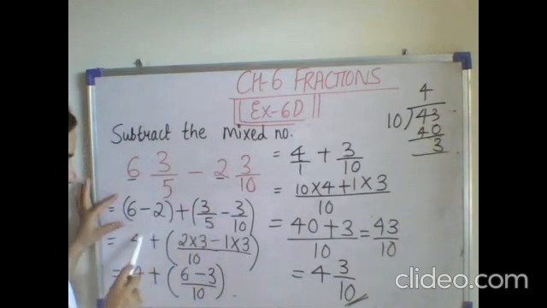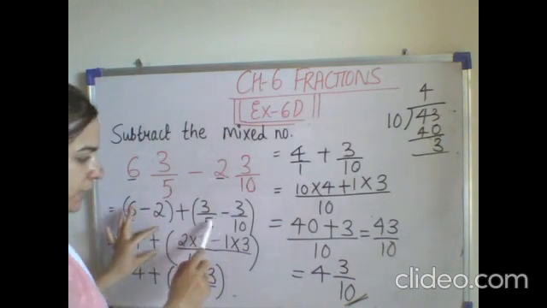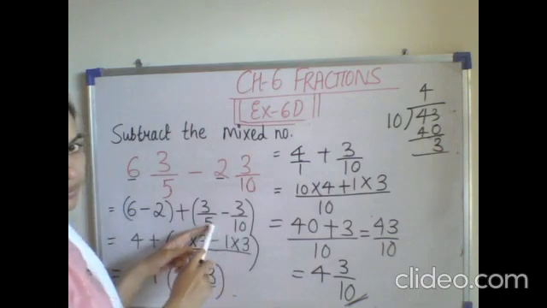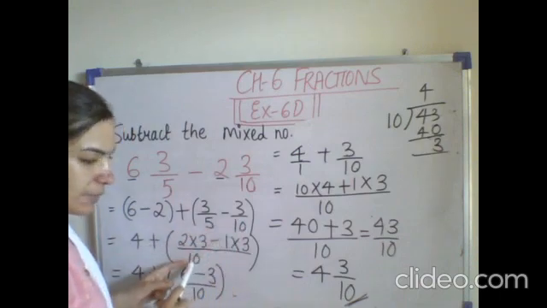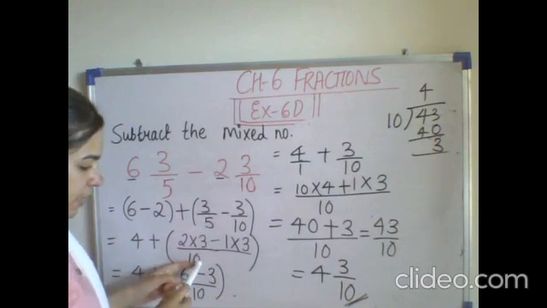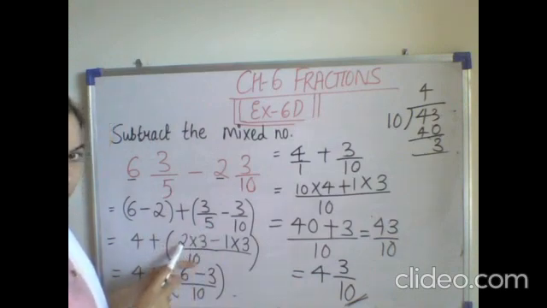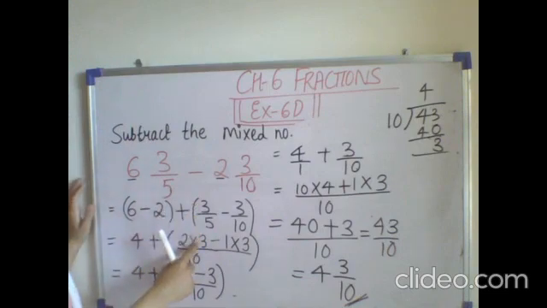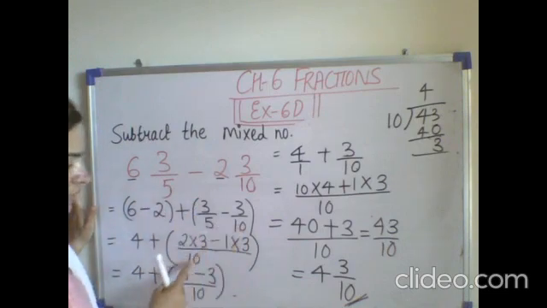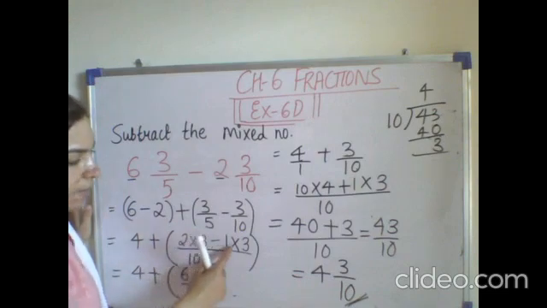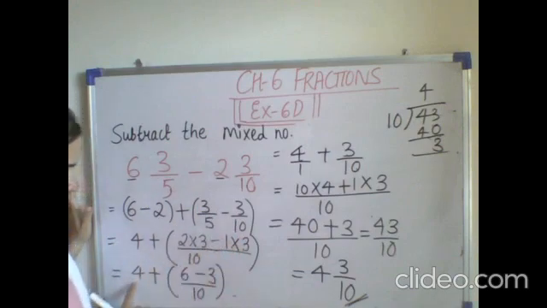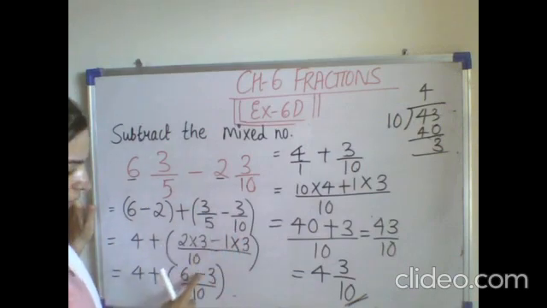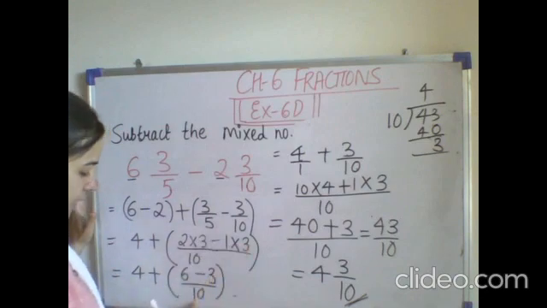Now 6 minus 2 is 4 plus, then we have to find the LCM of the denominators, that is 5 and 10. So the LCM is 10. I have written here 10. Now we have to divide 10 with 5. So we will be getting 2. 2 multiplied by the numerator. What is the numerator here? 3. So I have written 3 minus, again 10 divided by 10 is 1 multiplied by the numerator. Numerator is 3. So I have written here 3. So 4 plus 2 3s are 6 minus 1 3s are 3 upon 10.